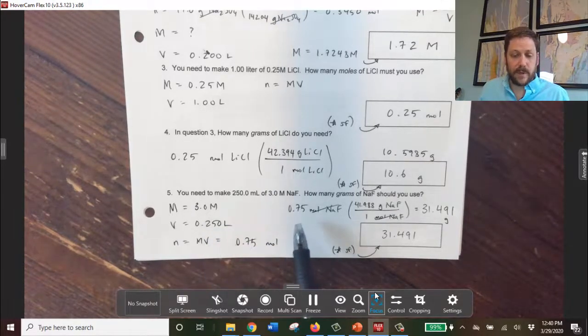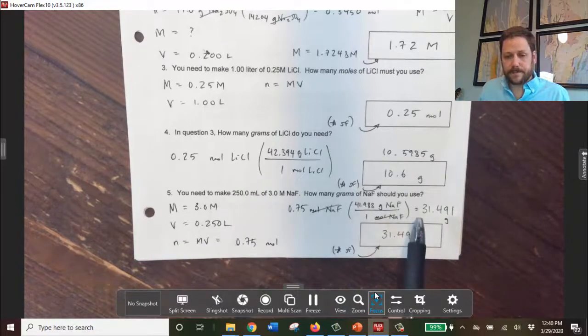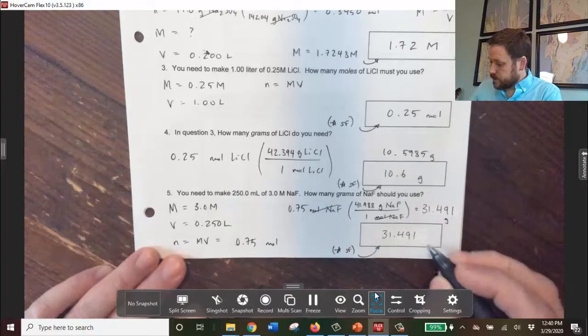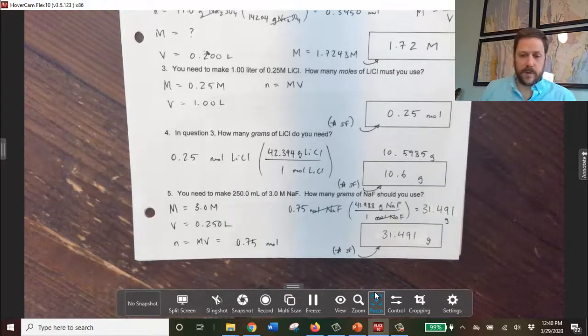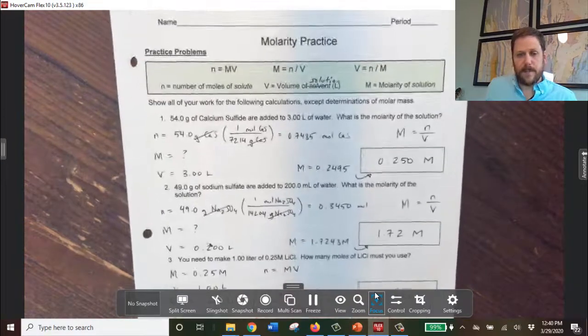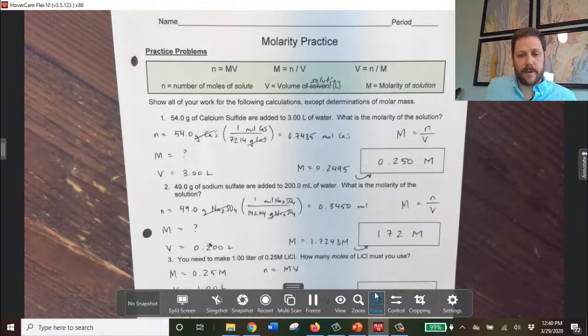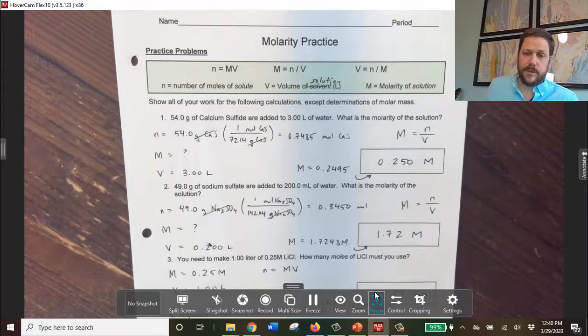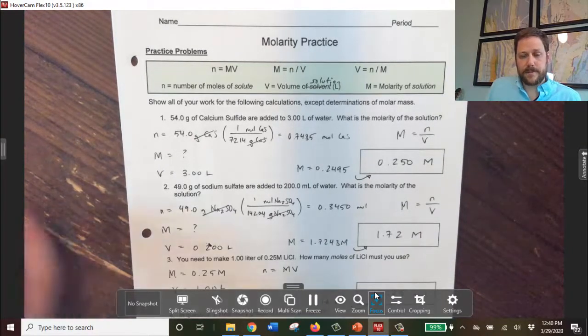So here I've converted moles to grams, divided by liters, and I've got a final answer which is in grams of sodium chloride. So let me know if there's questions about this assignment, and then we'll go on to talk about the new content next, which is dilution practice.